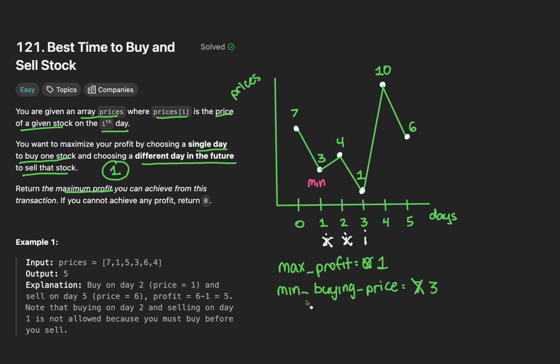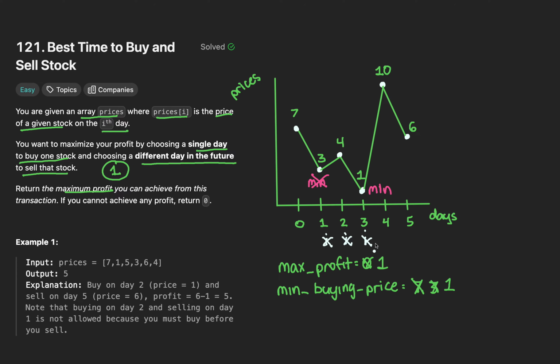As always, do we update our minimum buying price? Well, looking at the current day, we have a price of the stock as 1. 1 is lower than 3, so let's update this variable to the 1. Great, let's update our visual as well to denote the new minimum buying price.